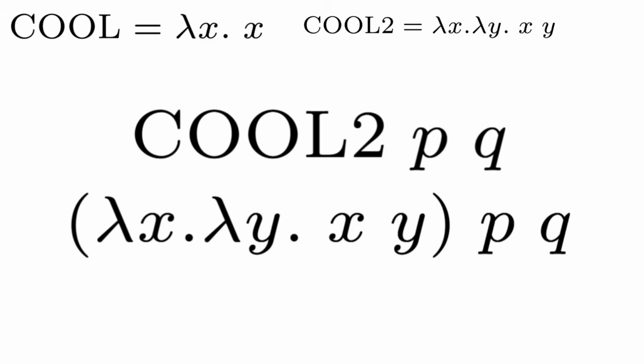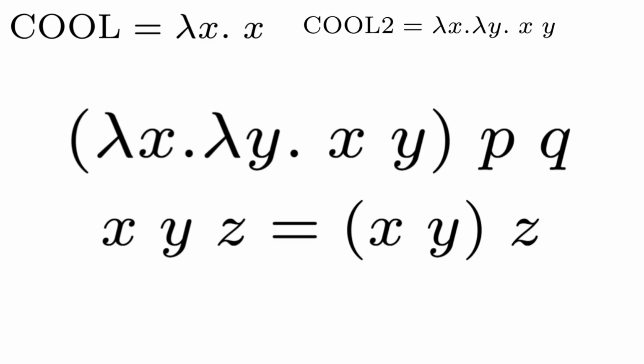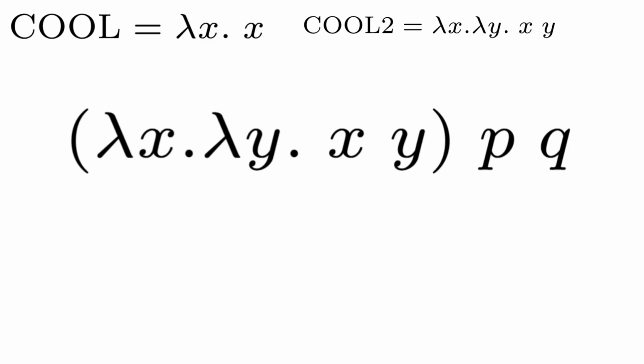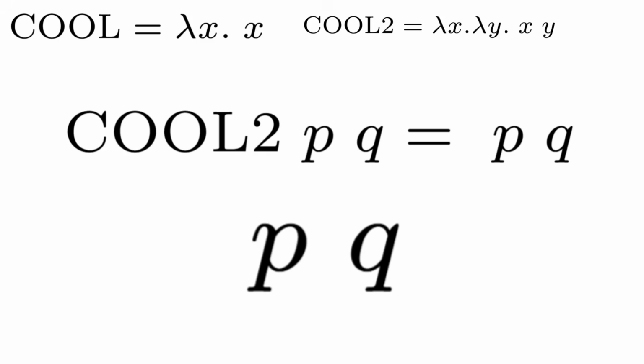This means we need to do cool2 of pq, which looks like this, lambda x dot, lambda y dot, xy of pq. Now, when we apply this, we apply it from left to right, which means xyz is read as x applied to y, then the result applied to z. Meaning first we do the x's, and we replace all the x's with p's, giving us lambda y dot py of q, which then becomes pq.